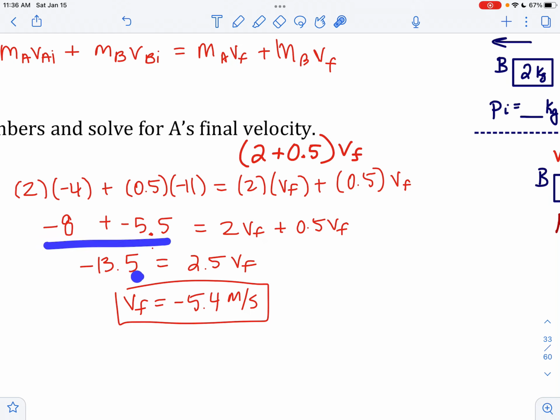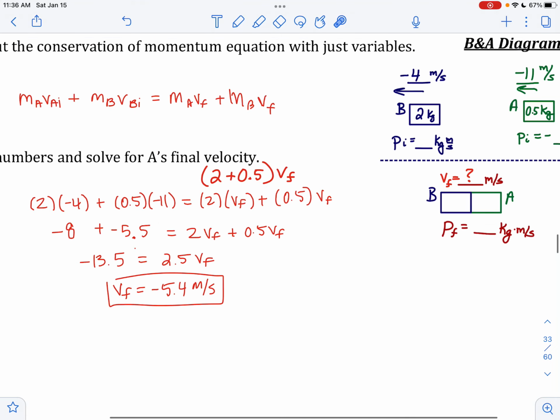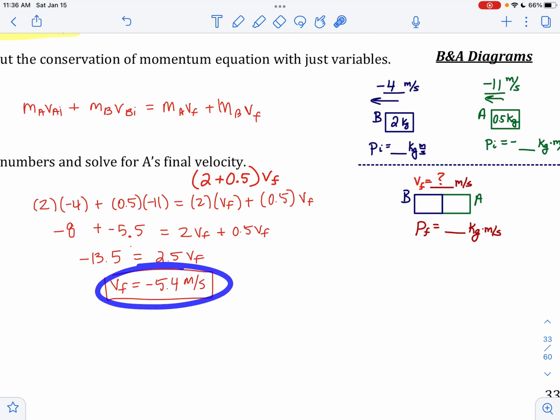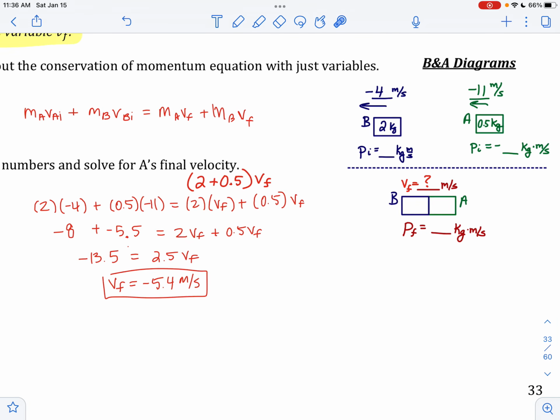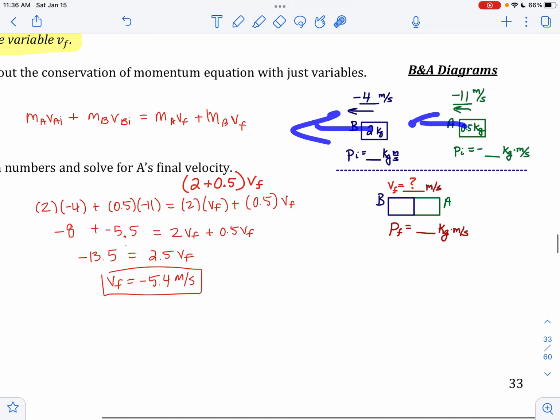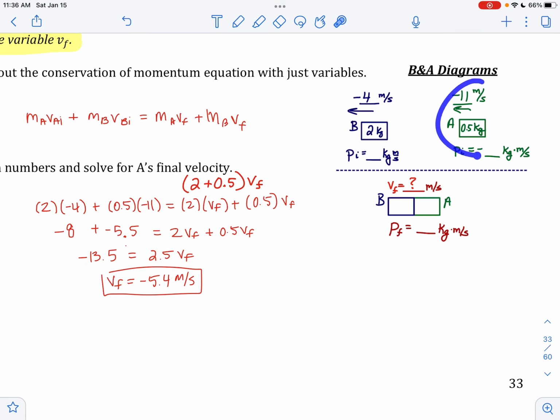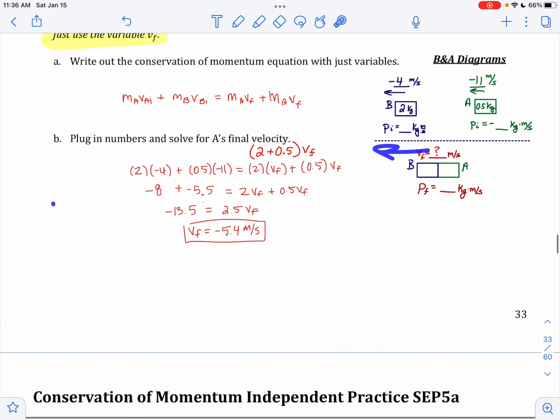So we're combining all our numbers. These we can actually combine like terms. We're going to divide both sides by 2.5, and we get a final velocity for both of them, because they're stuck together, of negative 5.4 meters per second. So they're both moving to the left, and the green one over here was going faster. It caught up, it smacked into the other one, and they got stuck, and now they're moving together, still moving to the left, which makes sense.